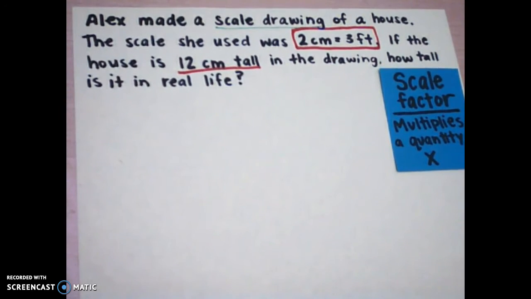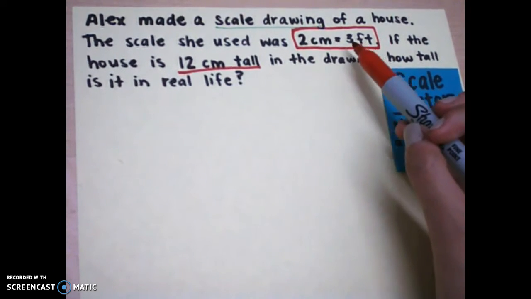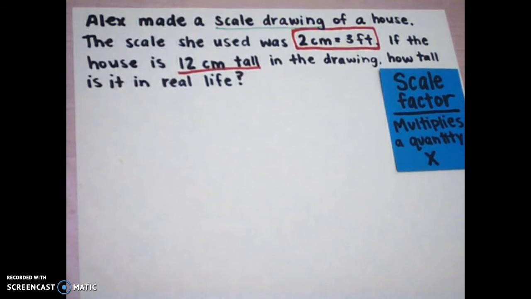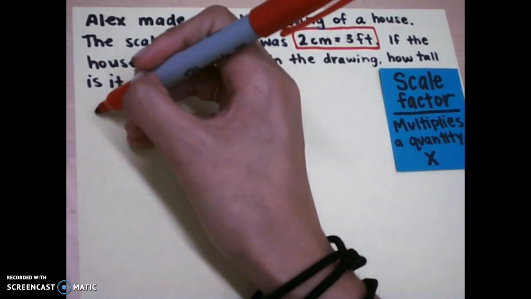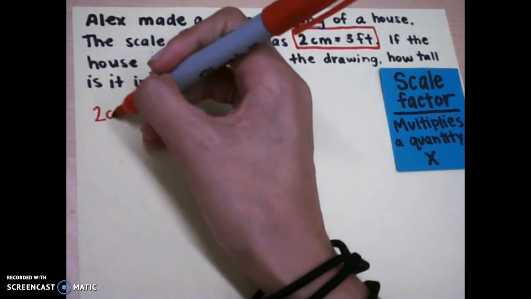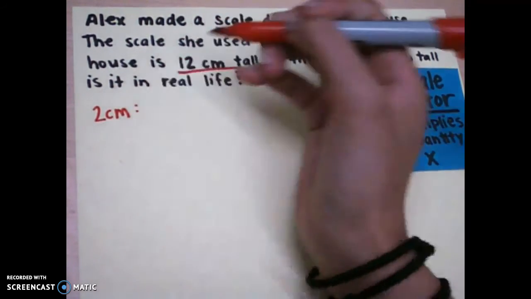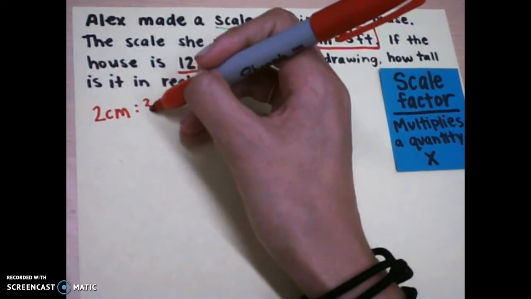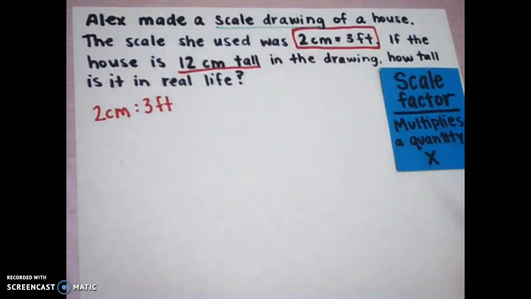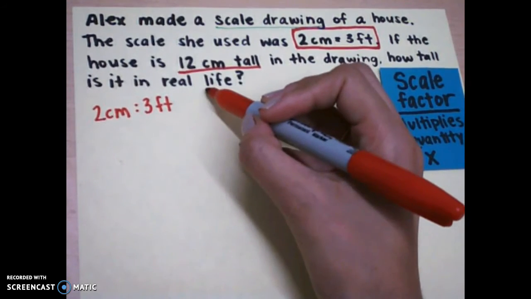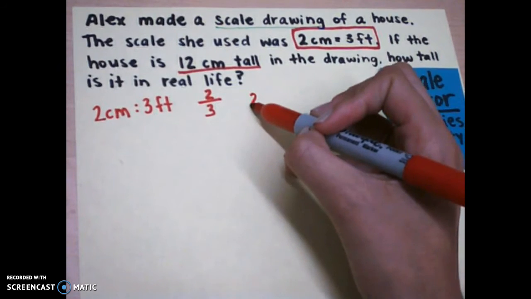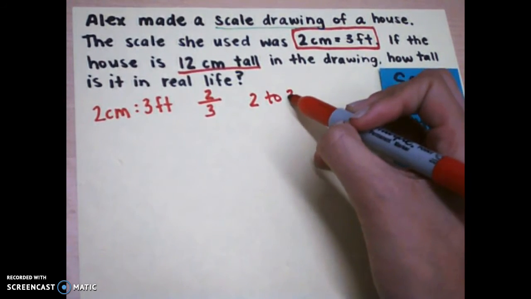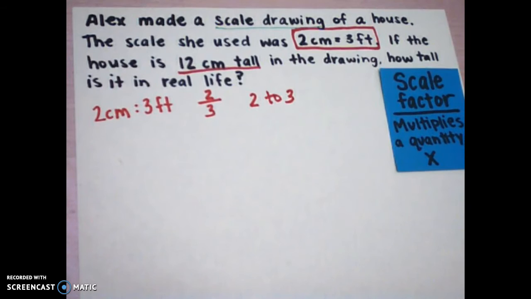So I see right here that the problem has given me a ratio. So I'm going to first set up a ratio. So I have 2 centimeters, so every 2 centimeters to 3 feet. Another way to write that would be 2 to 3. Or you could write it in word form as 2 to 3. So that's our ratio that we are working with.